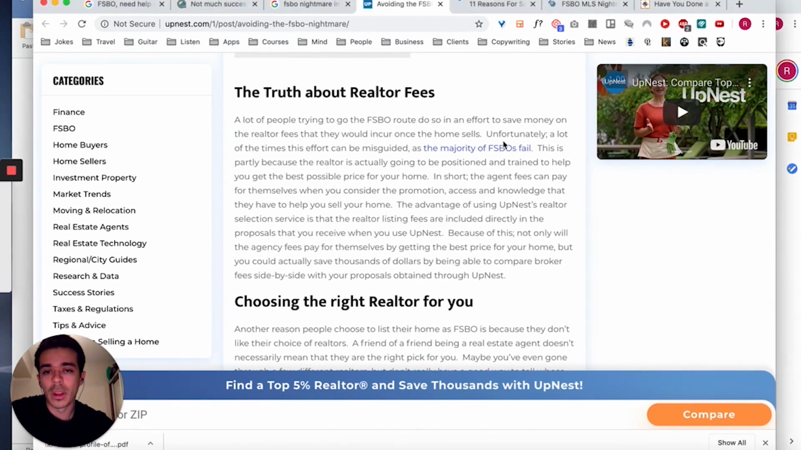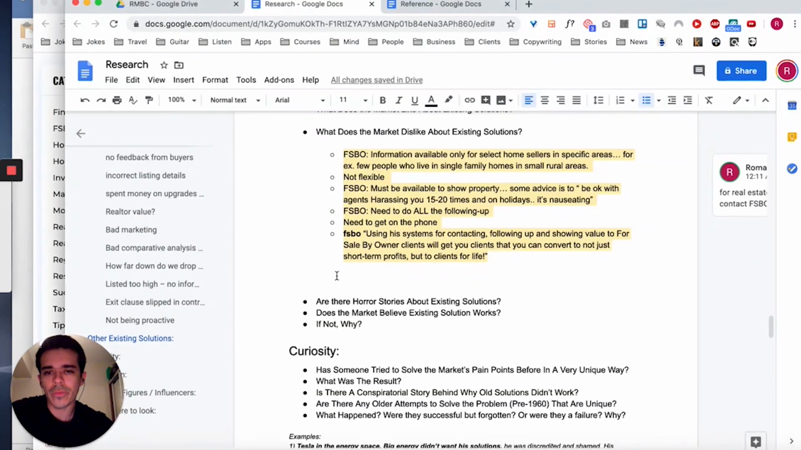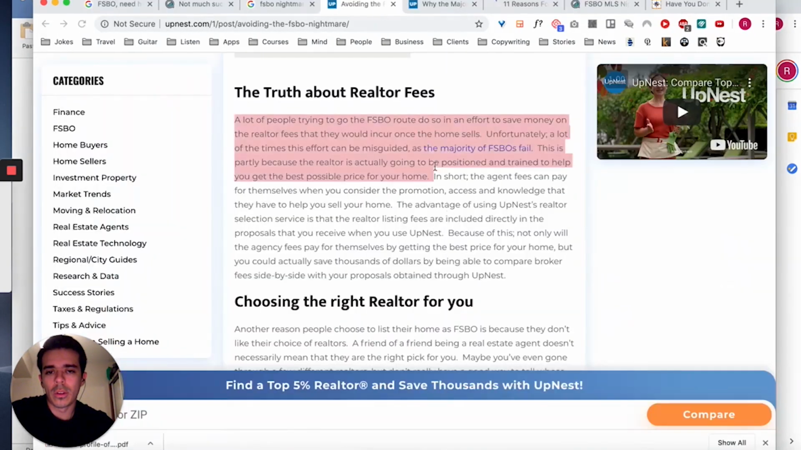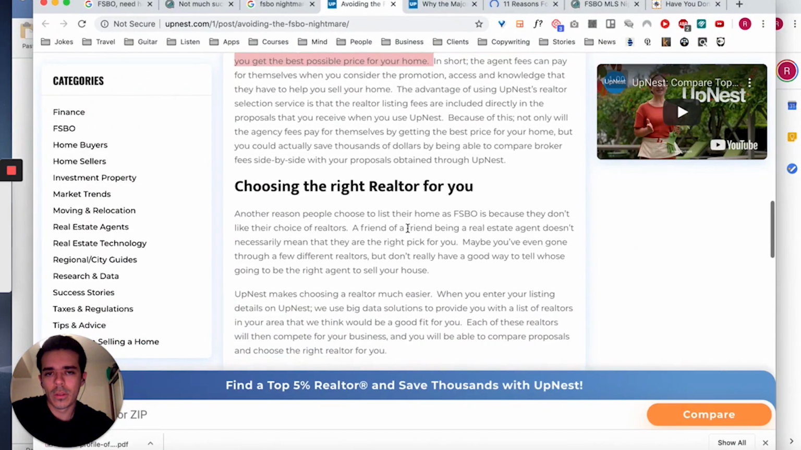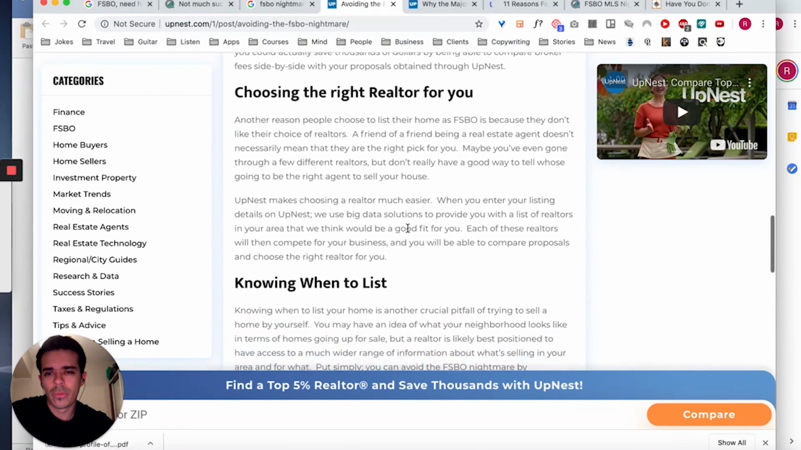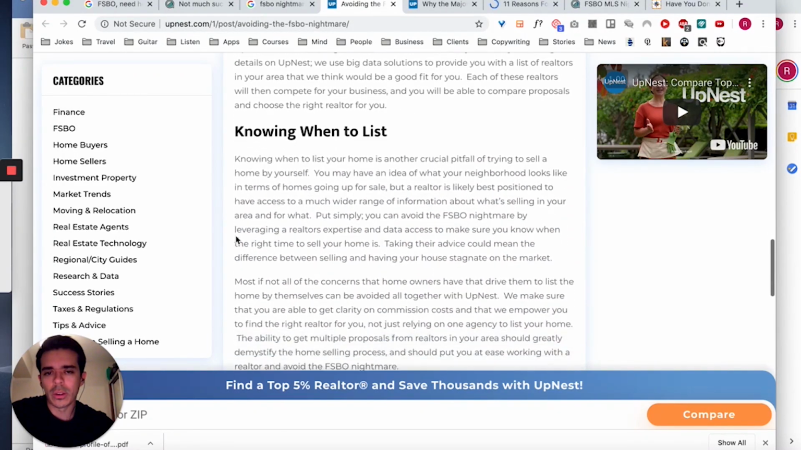Unfortunately, a lot of times this effort can be misguided. Excellent. Interesting. See, so that's a really good reason to go with the realtor. Knowing when to list your home is crucial.